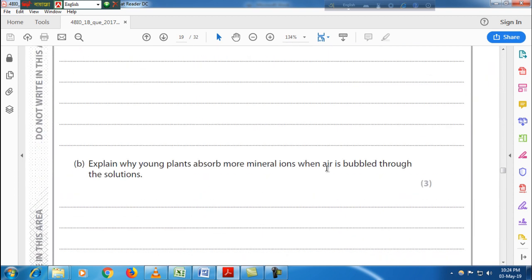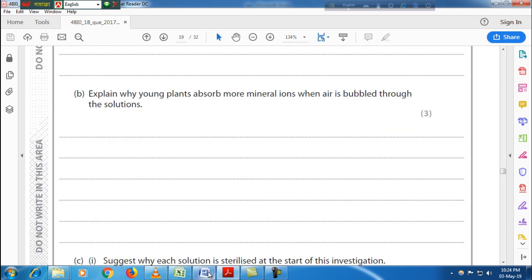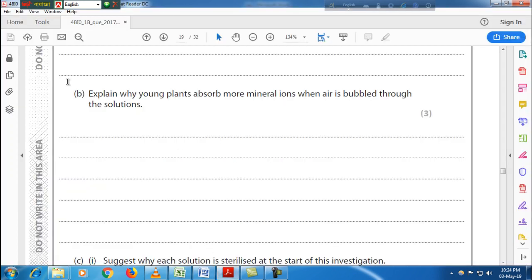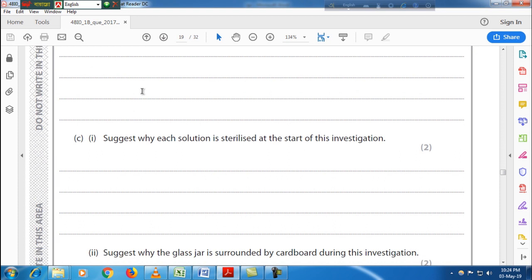Now B, explain why young plants absorb more mineral ions when air is bubbled through the solutions. It is because the oxygen is used for aerobic respiration to provide energy required for active uptake of the ions. You can check the answer sheet. Answer has been given in the sheet.